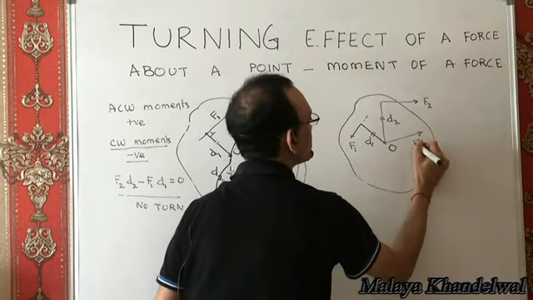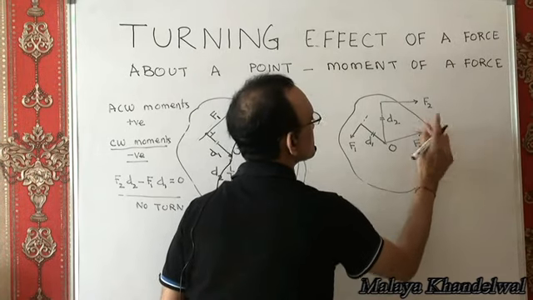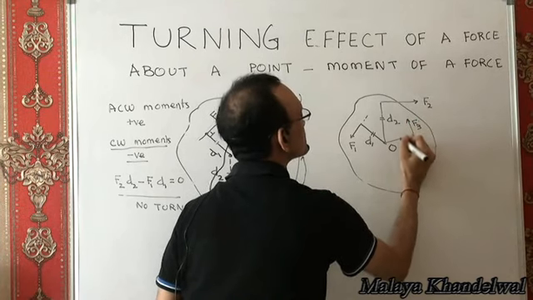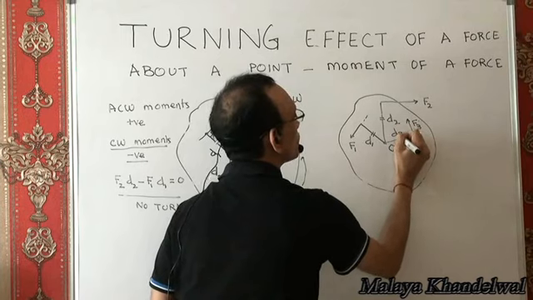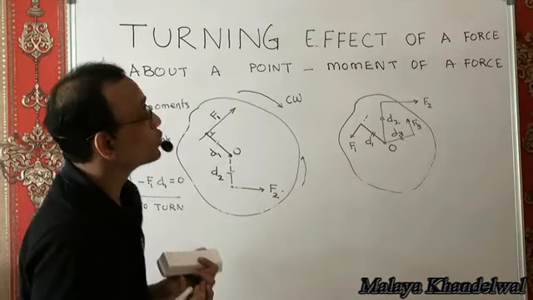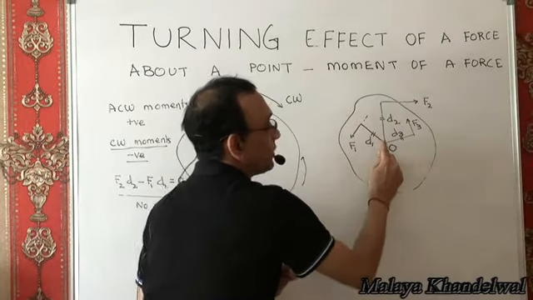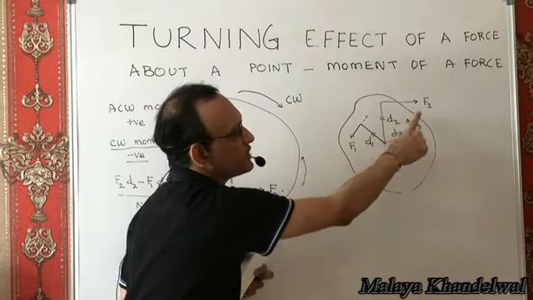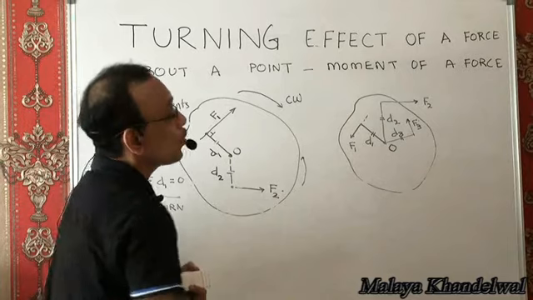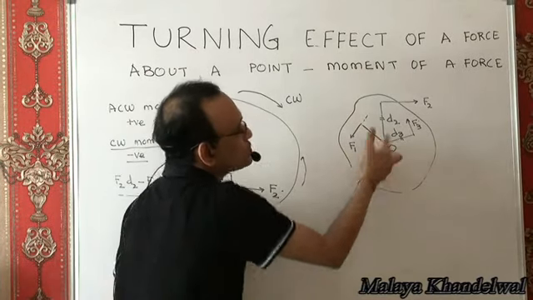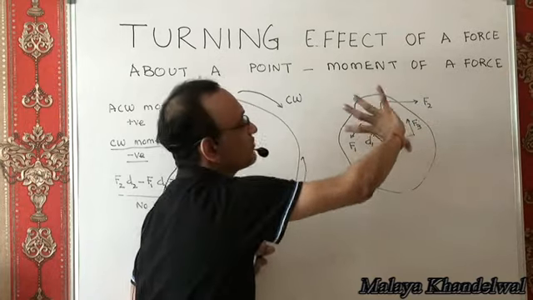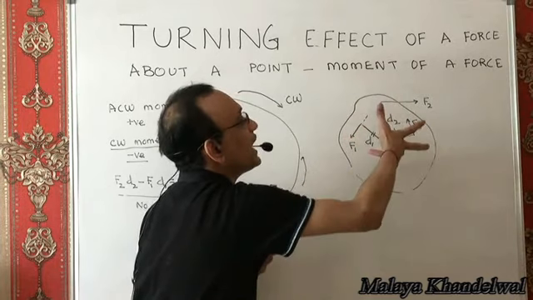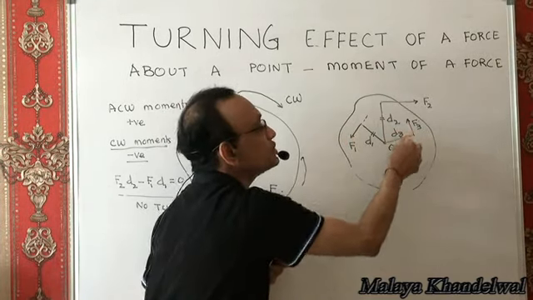There could be F3, say like this, which is at a distance D3 from O. Then notice that F2 about O, O is the hinge, produces a clockwise turning effect or clockwise moment. And how much will it be? It's going to be F2 into D2. What does F1 do? F1 produces about O an anti-clockwise turning effect, and of magnitude F1 into D1. What does F3 do? F3 produces an anti-clockwise turning moment, which is F3 into D3.